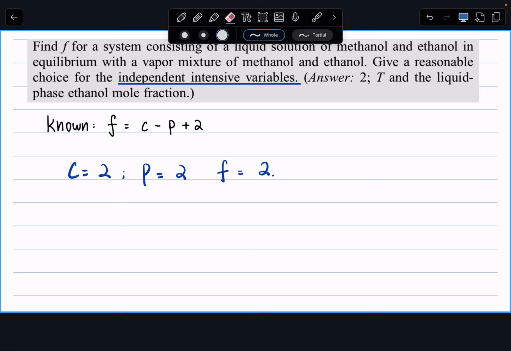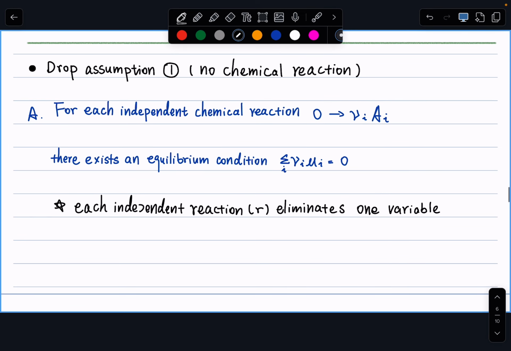Okay, so that's a quick practice. And let's now look back to our assumption 1. So this will try to replace my assumption 1 here. And I'm just going to rewrite that F equals C minus P without chemical reaction. So that's the general phase rule when there's no chemical reaction taking place.